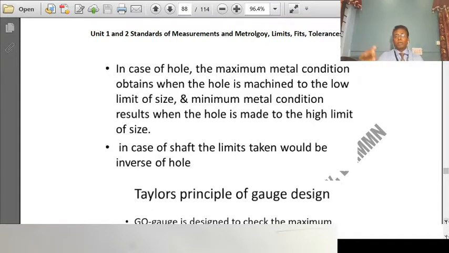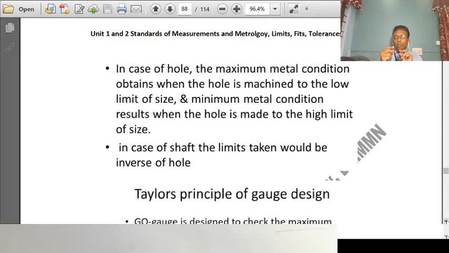In the case of a shaft, exactly the opposite. In the case of a shaft, maximum metal condition is when the shaft has a bigger size, higher than the given value. It can still be worked and made to fit the size.